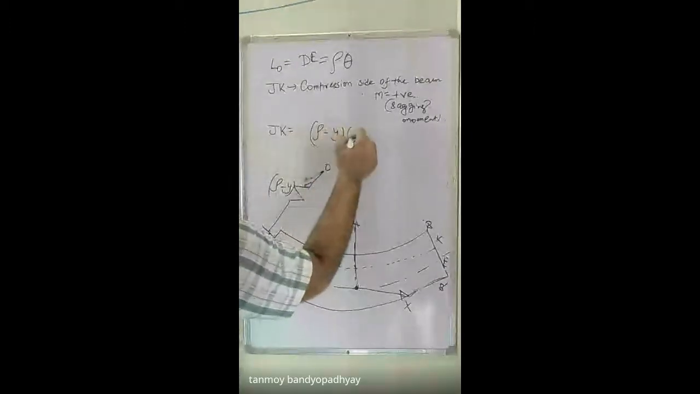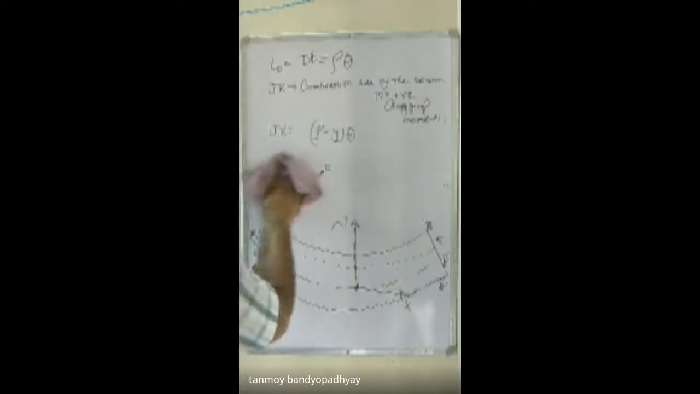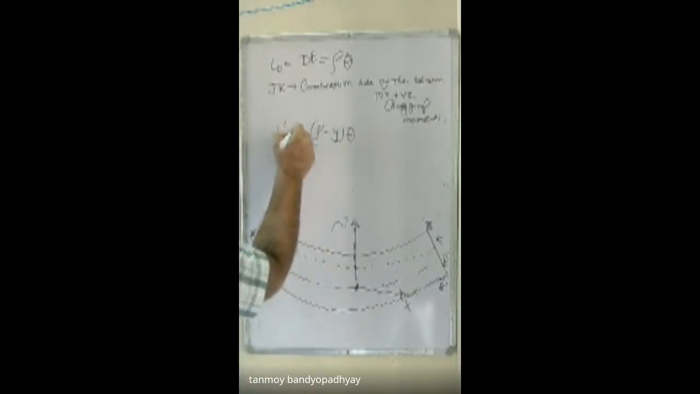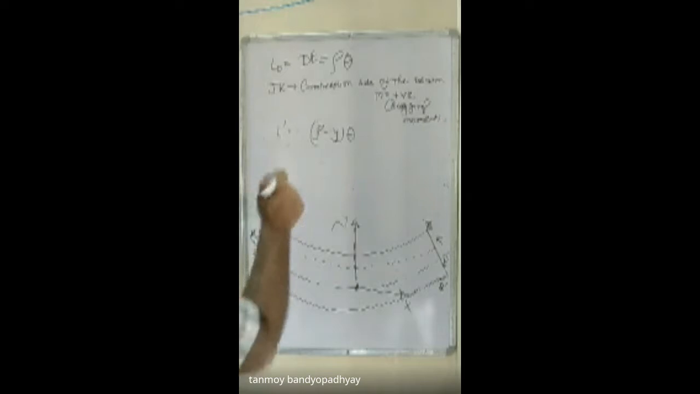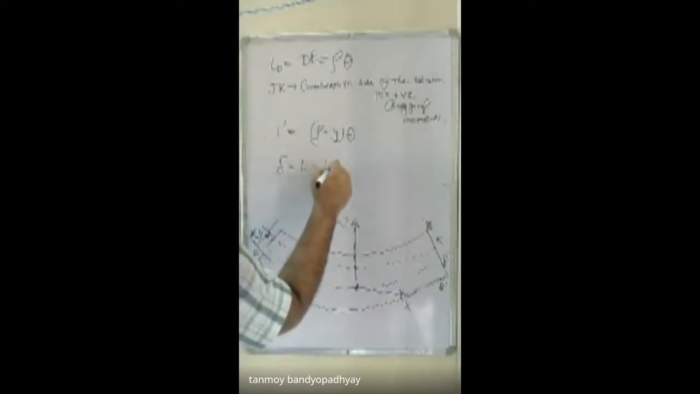Theta remains the same. You can refer to the book. So they are calling it L prime. Okay? So what will be the deformation caused in that fiber of the beam? That deformation we are referring to as delta. So let's call it L prime, not JK. L prime is the length of the layer JK that is on the compression side of the beam, not on the tension side. So delta should be equal to L minus L prime.